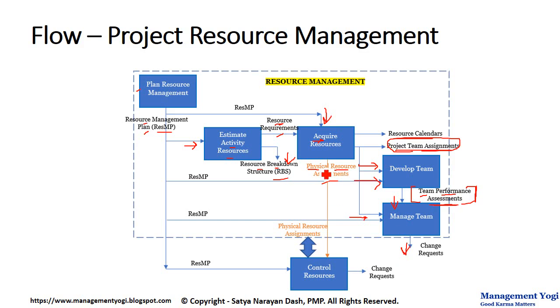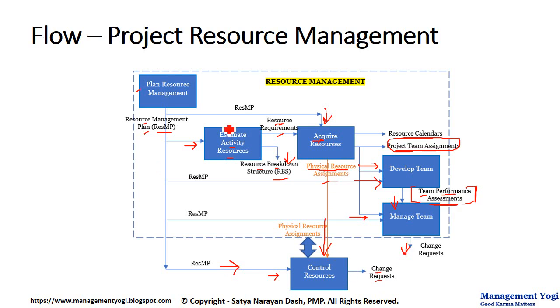Now the physical resource assignment, which is coming from acquire resources process, is also acting as an input to control resources. And here also you have the resource management plan acting as an input. This control resources process is particularly for your physical resources, which checks whether the physical resources are available as planned, and also checks the resource utilization for the project. And it is possible while controlling such things, you might have change request coming in the output.